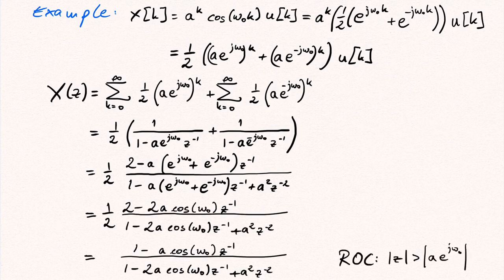for which the region of convergence is the combination of the region of convergence of the individual terms, which yields that z by magnitude has to be greater than the magnitude of a times e to the power of plus j omega 0 or minus j omega 0, which in both cases yields that the magnitude of z has to be greater than the magnitude of a.